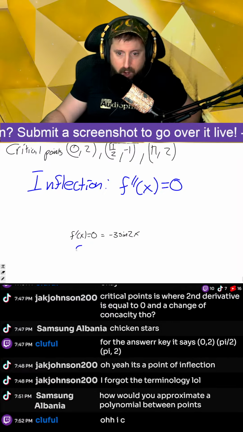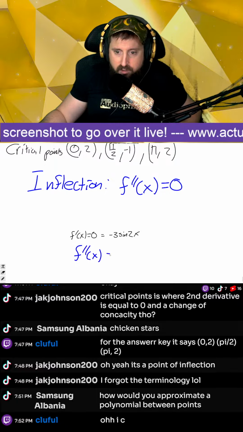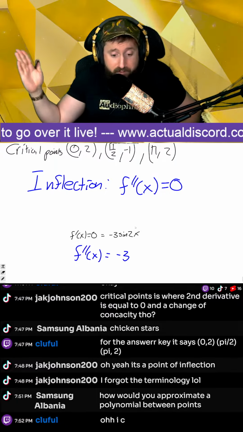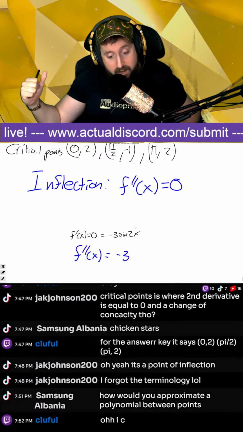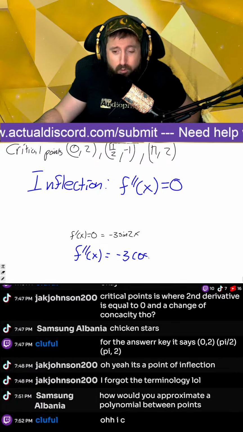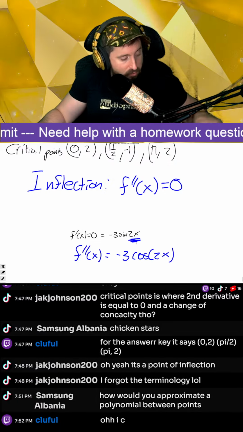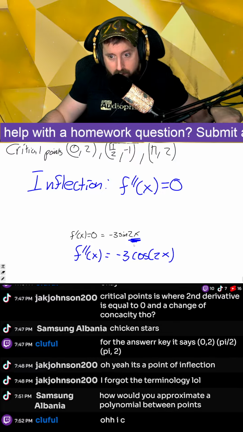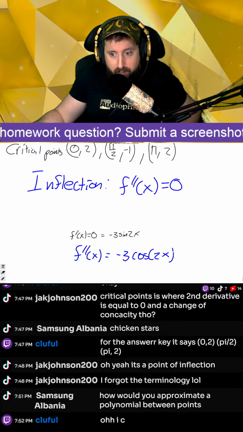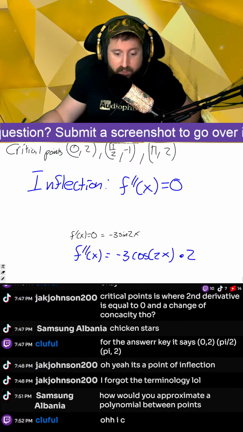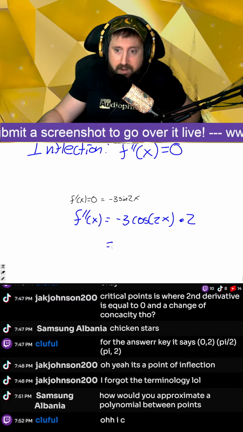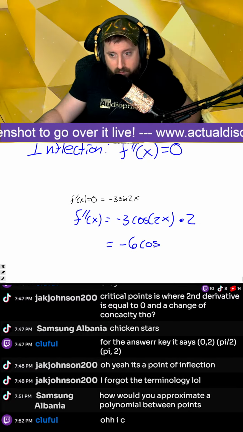So then f double prime of x, again, is just going to be equal to -3 times the derivative of sine of 2x. The derivative of sine is cosine. So I can say, cool, cosine of 2x. But I have to also multiply by the derivative of what's inside. So that's times 2. This is the chain rule. So now I get -6 cosine of 2x.